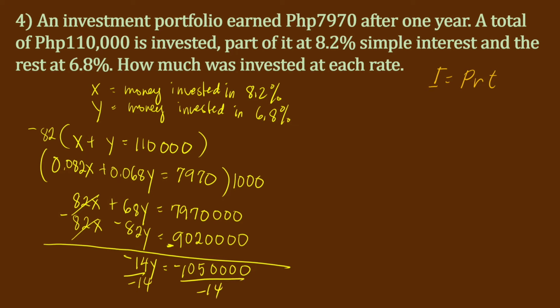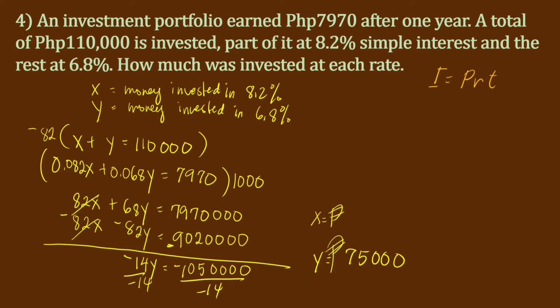So, that will give us 75,000 pesos. So, y is 75,000. What does this mean? This 75,000. This 75,000 is the money invested in 6.8%. Now, what is the value of x or the money invested in 8.2%?